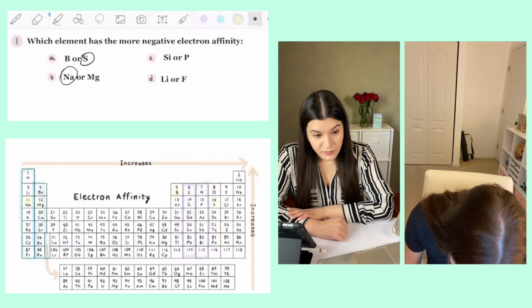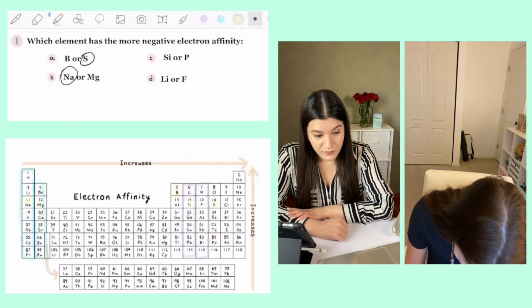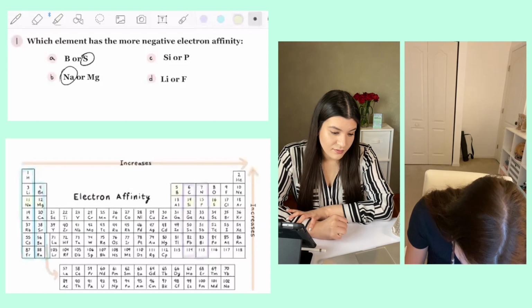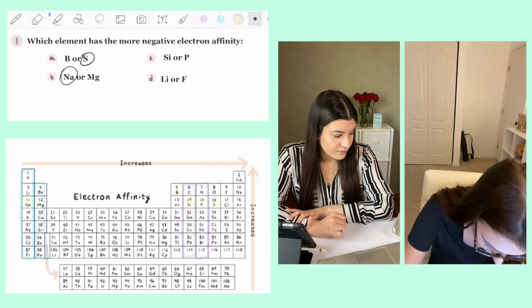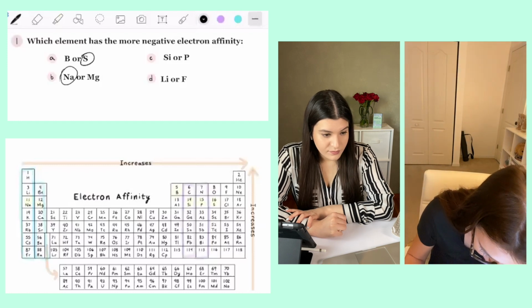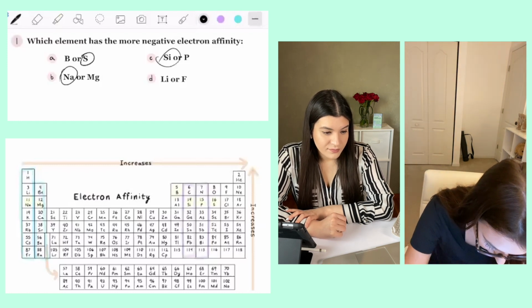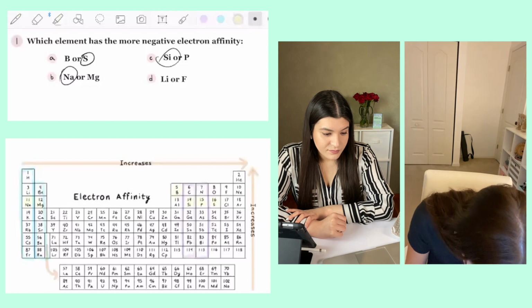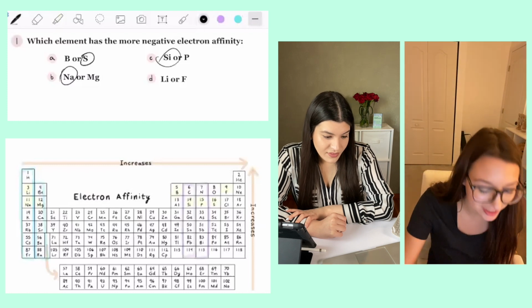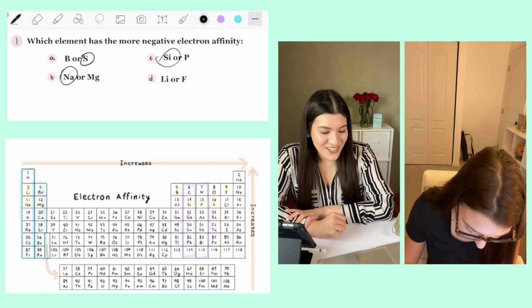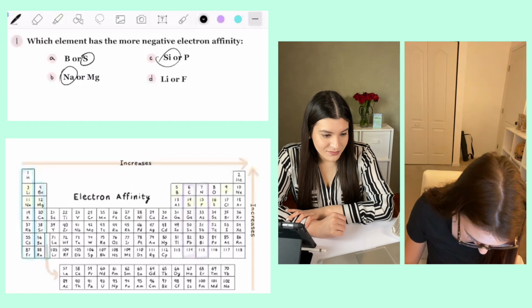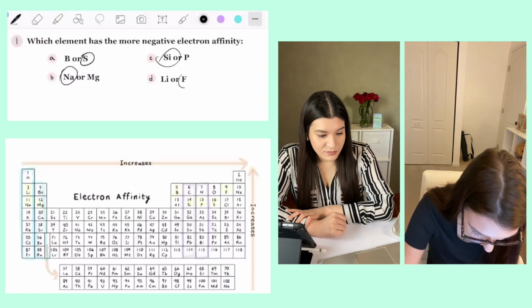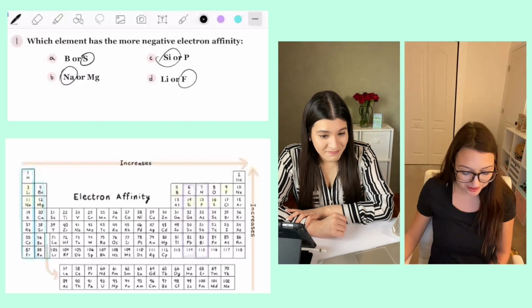And then Si, is that silicon? Correct. Phosphorus. So it's going to be silicon. Yes. And lithium. And here's... Oh, is that fluorine? I'm trying to remember to say the names. Good. That's fluorine, correct. So it's going to be fluorine. Correct. That's it. Cool. Okay, that's not that bad.